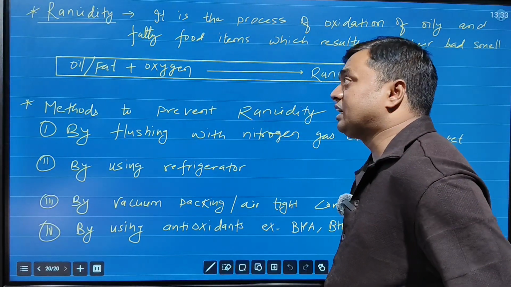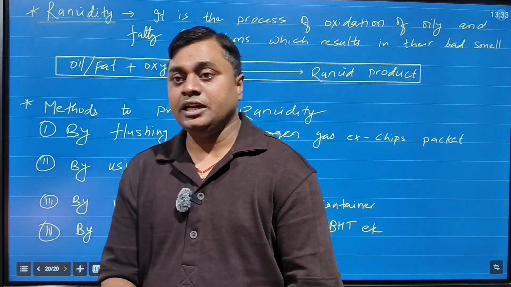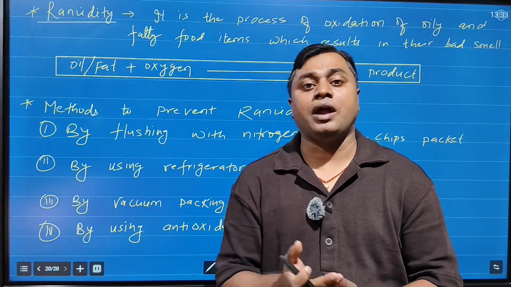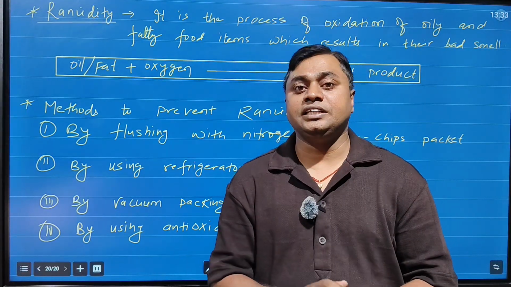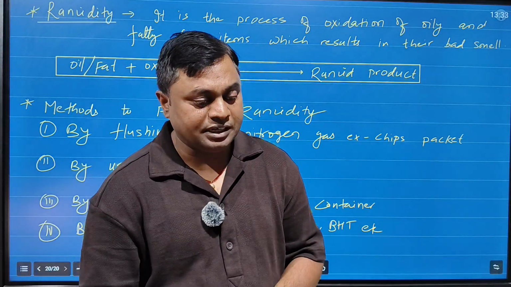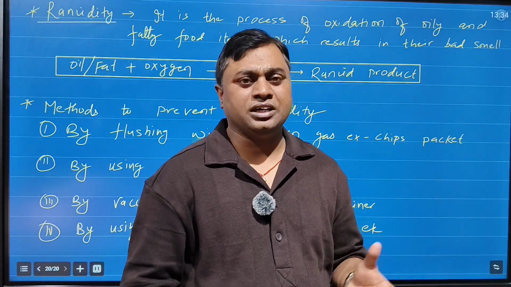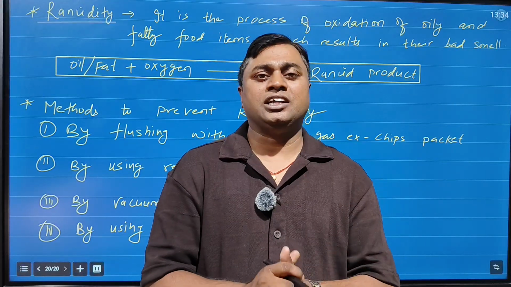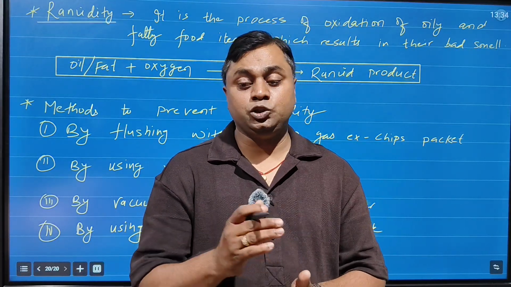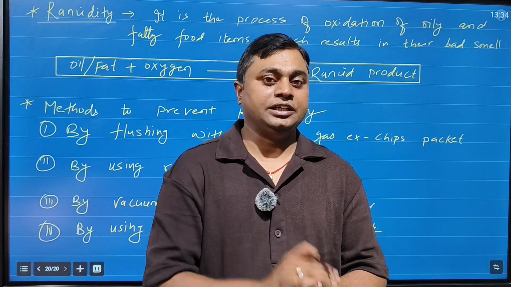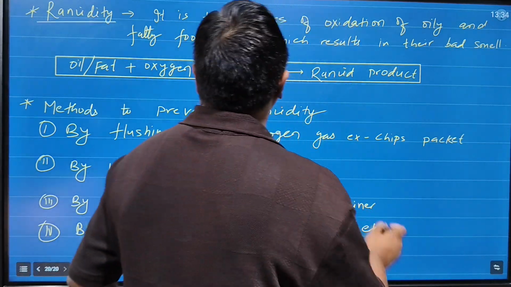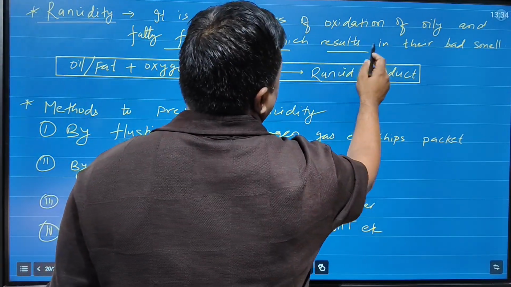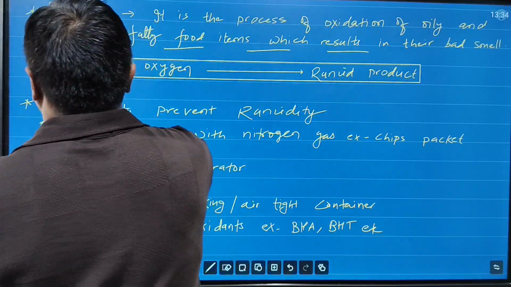The last topic is what? Rancidity. When we talk about rancidity, it is a process of oxidation of oily and fatty food items, which results in their bad smell. You have observed that cooked chicken, mutton, or chips items, if you leave them for a few days outside, some bad smell will start coming out of them. It is due to the oxidation of fatty acids present in them. So we can see the definition. The process of oxidation of oily and fatty food items which results in their bad smell is called rancidity.